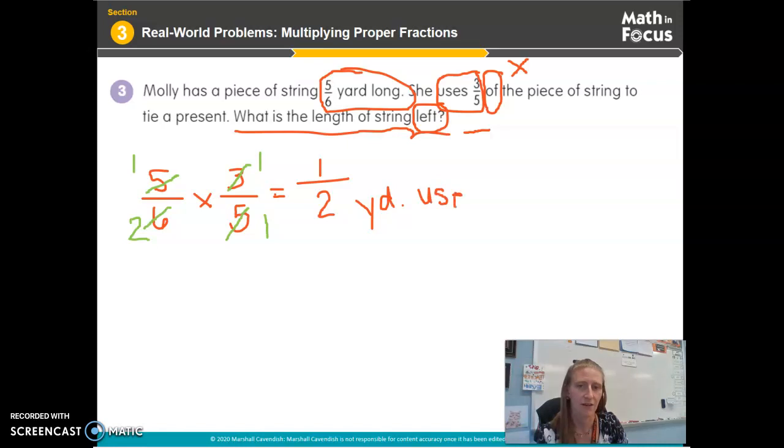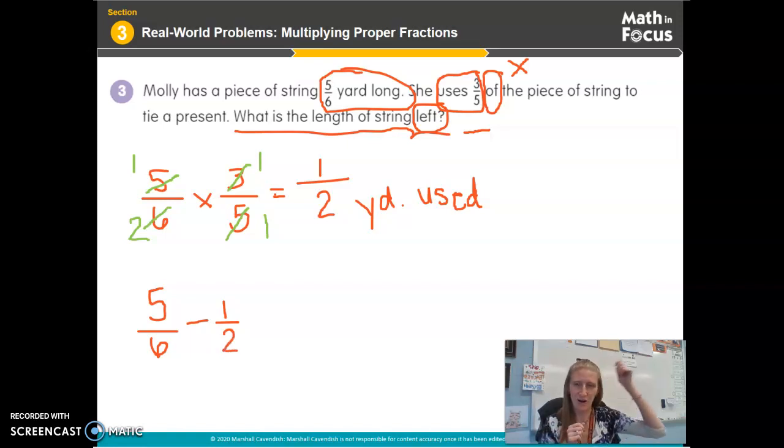Okay. I need to do one more step in order to get my final answer. Now I can subtract and take away how much string she used so I can see how much string she has left. So let's set up a subtraction problem. We're going to write 5/6, and we're going to take away the 1/2 yard she used. So I need to take off my multiplying hat and put on my hat that reminds me how to subtract fractions. When you subtract fractions, you need a common denominator. So let's set that up.